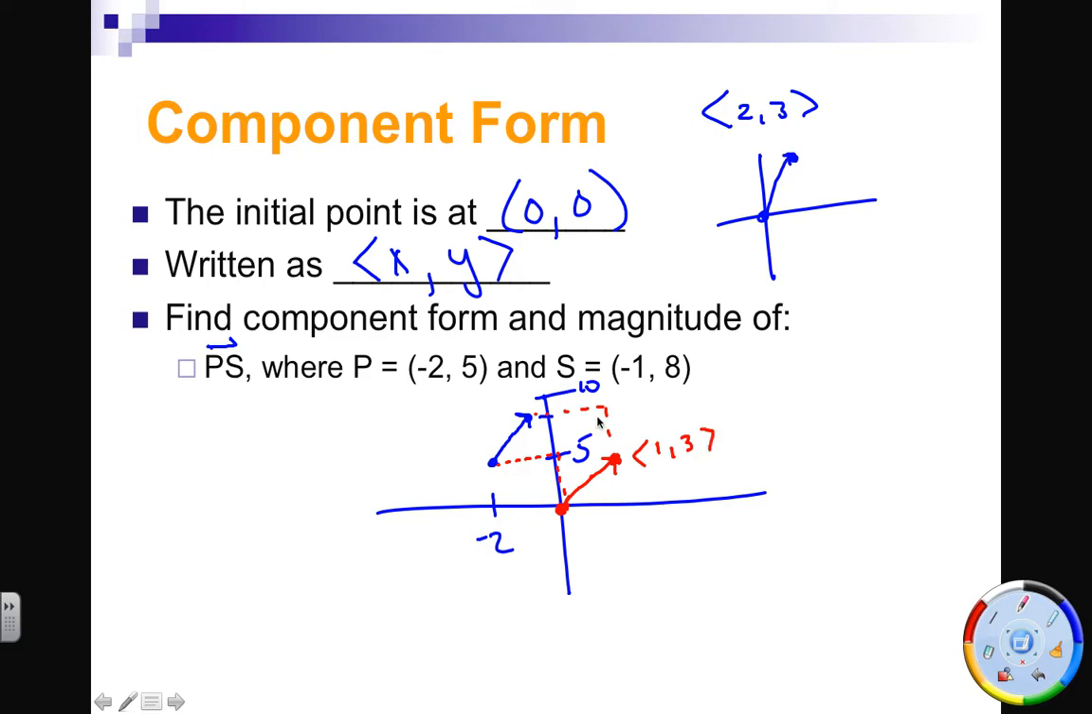Now, a much easier way to do that rather than looking at the graph is simply by doing the vector is the change in the x coordinates, so -1 minus -2, comma 8 minus 5. So the terminal point minus the initial point will get us the component form of the vector. Oops, +1, comma 3. That's pretty simple.